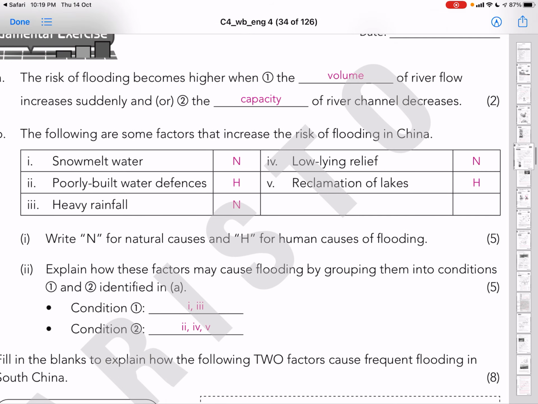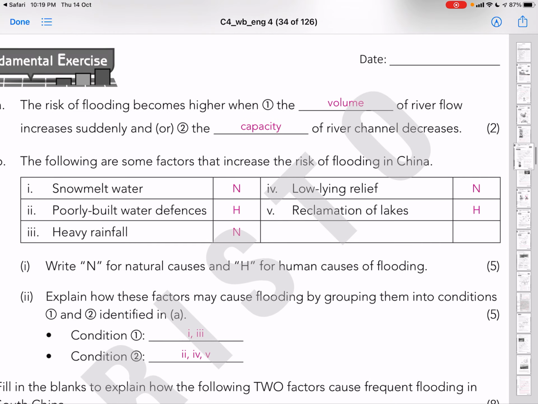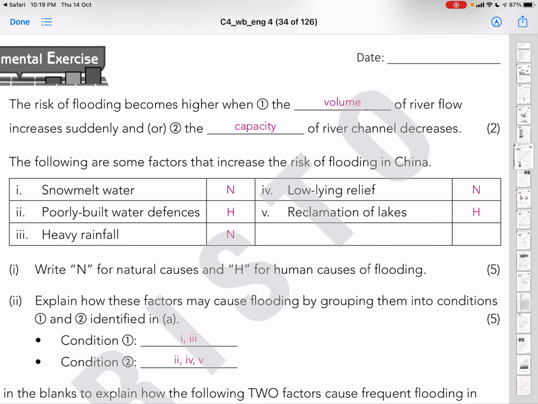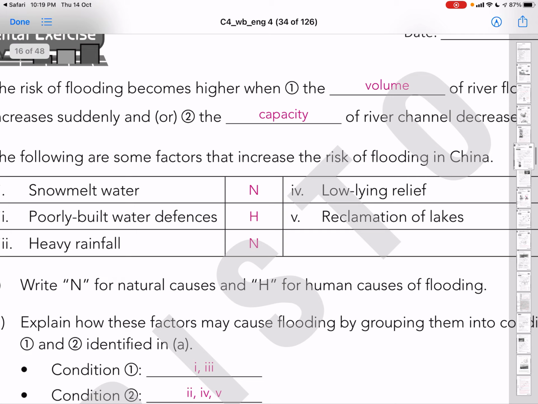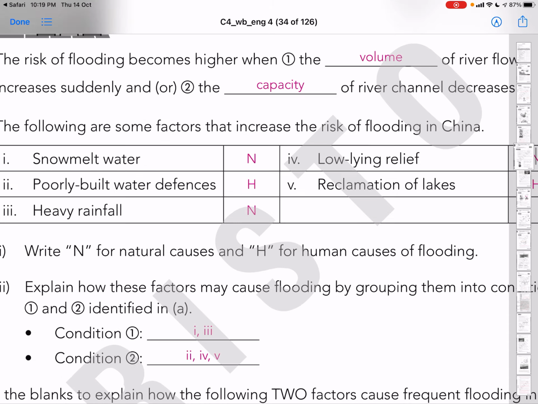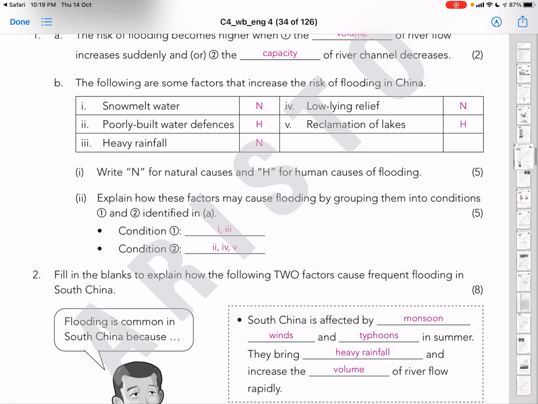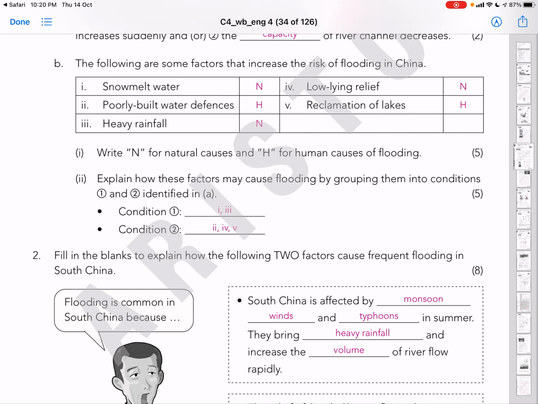So accordingly, which situations enhance the volume of the river? Mainly number 1 and number 3. Number 1, snow melt water makes the volume of the river higher. Heavy rainfall makes the volume of the river higher. The rest reduce the capacity of the river channel. For example, the water defense will break and the capacity of the river channel will be lowered. Reclamation of lake is also the same, and low-lying relief is talking about the population area, which is always in low-lying relief.